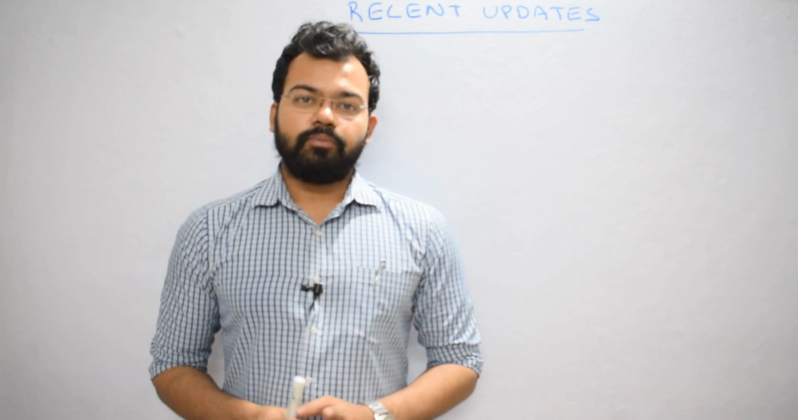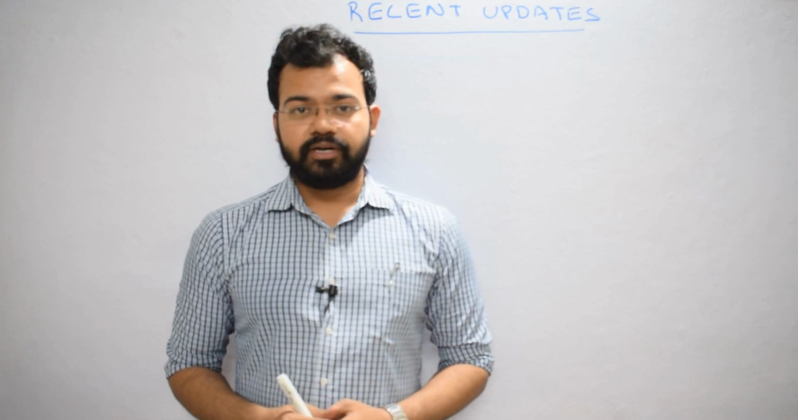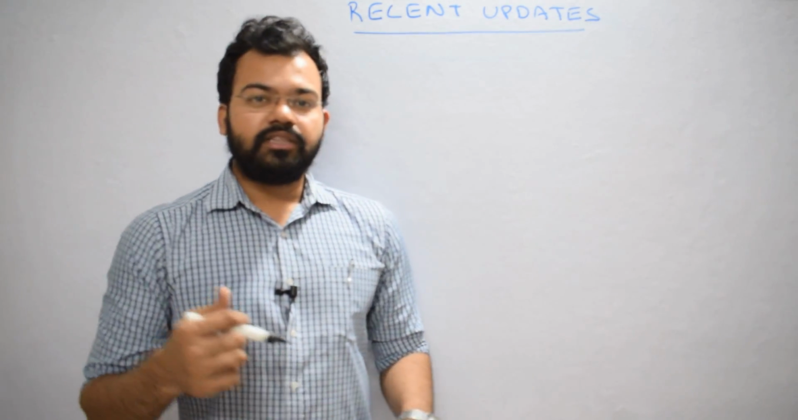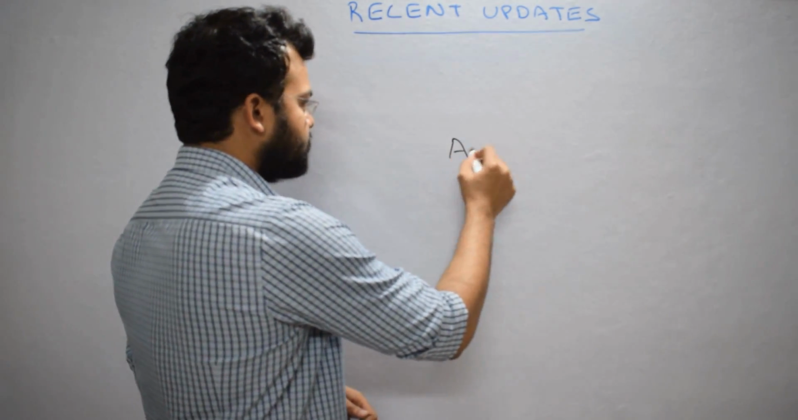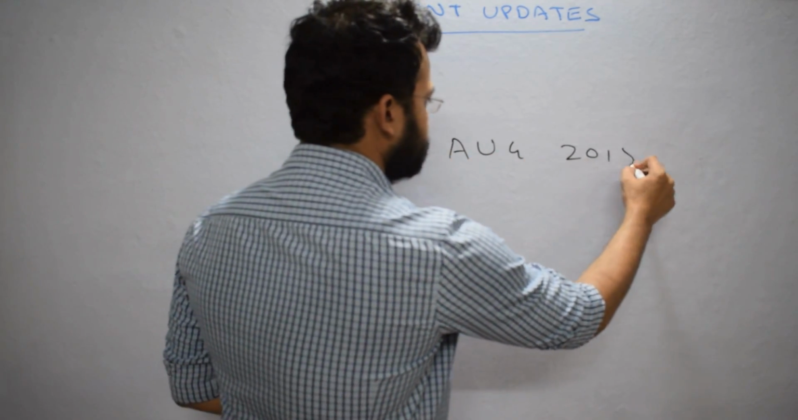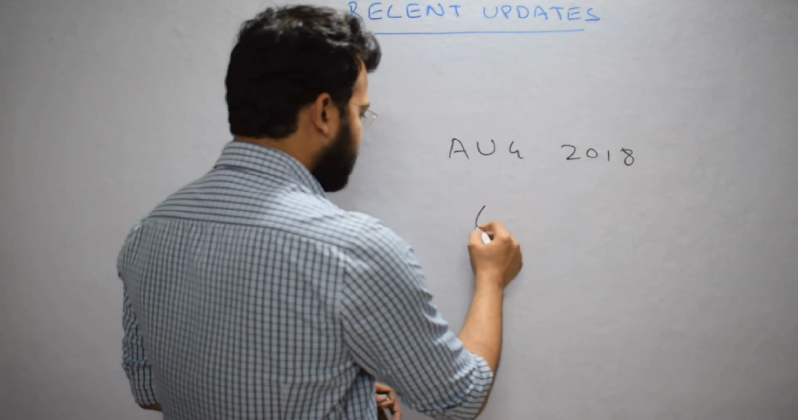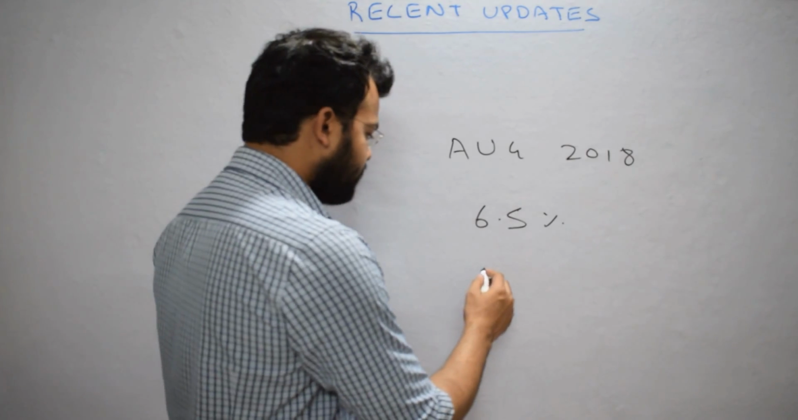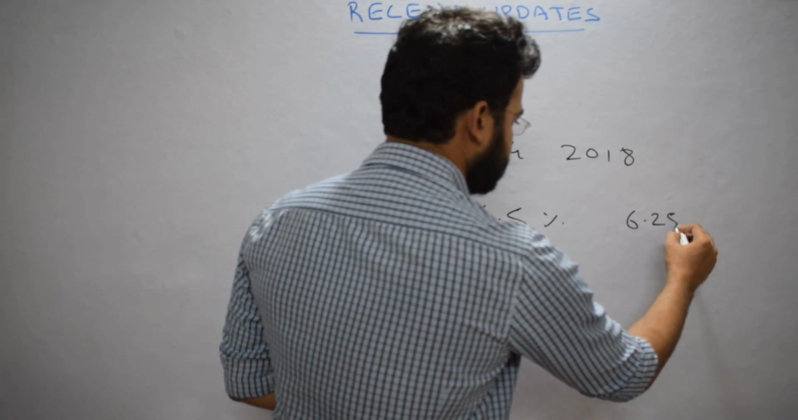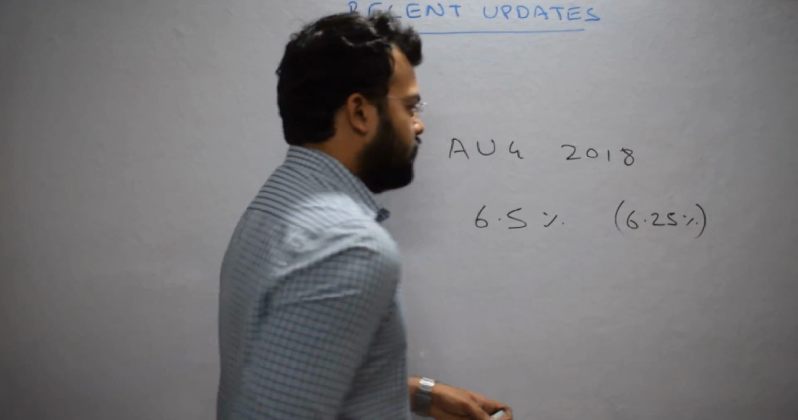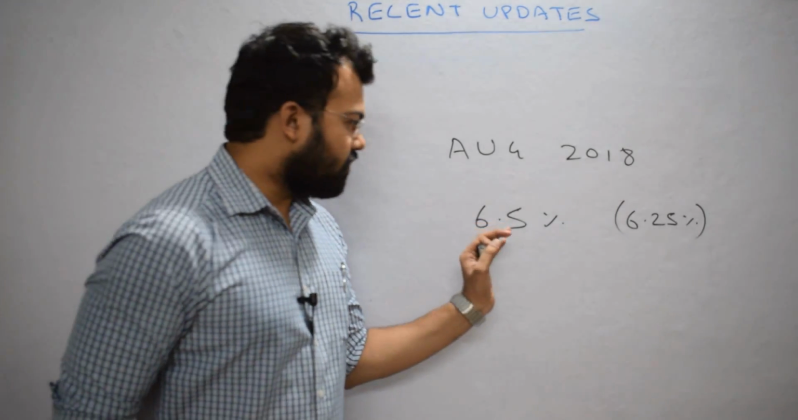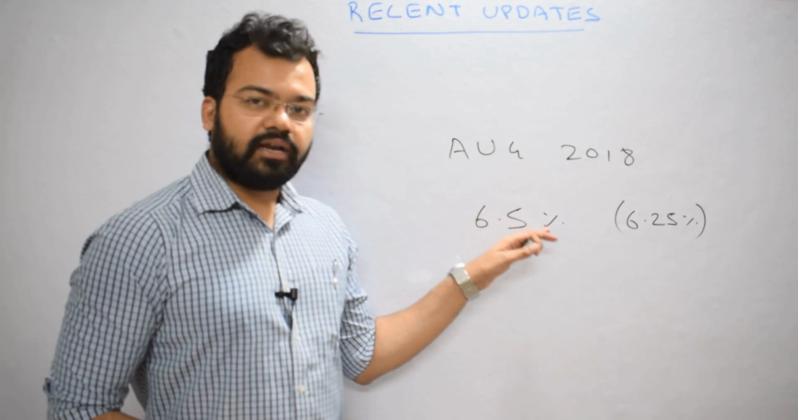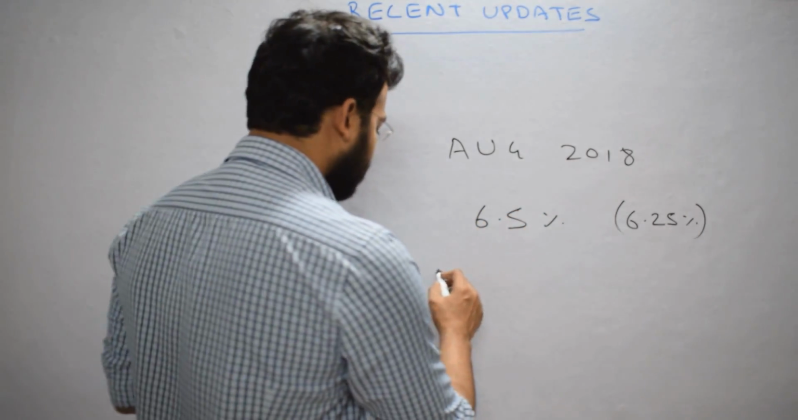So first of all, the most important news is the hike in the repo rate by Reserve Bank of India by 25 basis points. In the bi-monthly policy of this month, that is August 2018, RBI hiked the repo rate to 6.5% from 6.25% previously. So what are the consequences of this rate hike and what are the reasons behind it? We will discuss in this video.